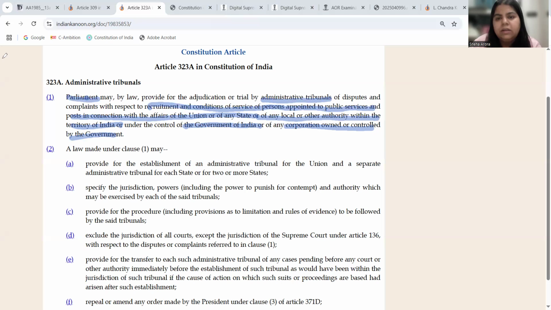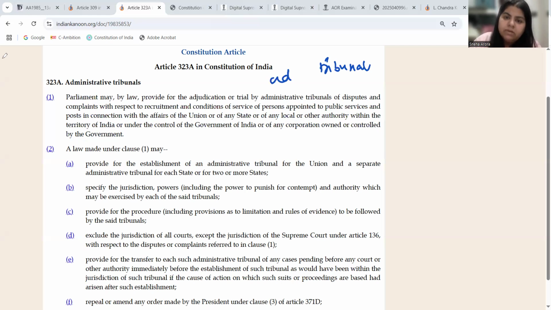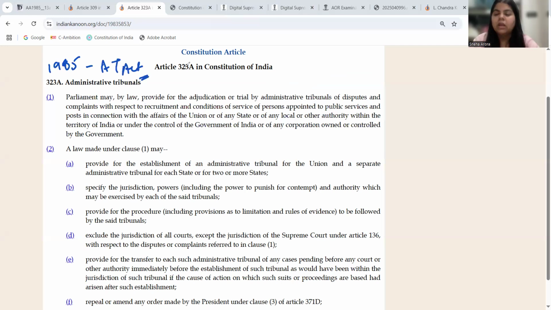Okay. Under Article 323A, we are talking of Parliament can make a law, and can construct administrative tribunal. Now, because it is saying Parliament may by law, which means by lawmaking, we have exercised this power, and in 1985 we created the Administrative Tribunals Act. The Parliament passed the 1985 Administrative Tribunals Act.